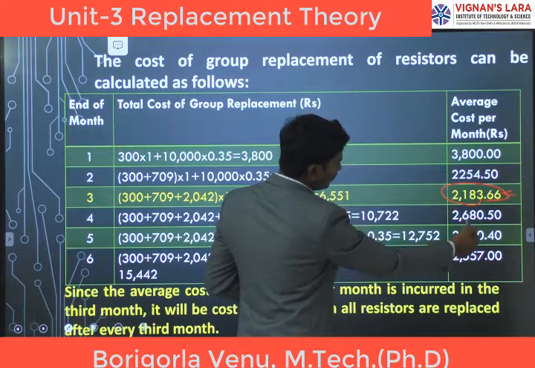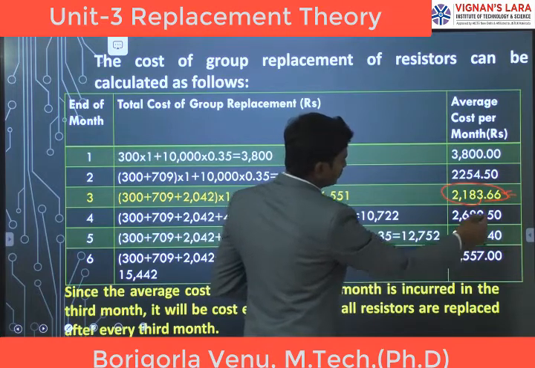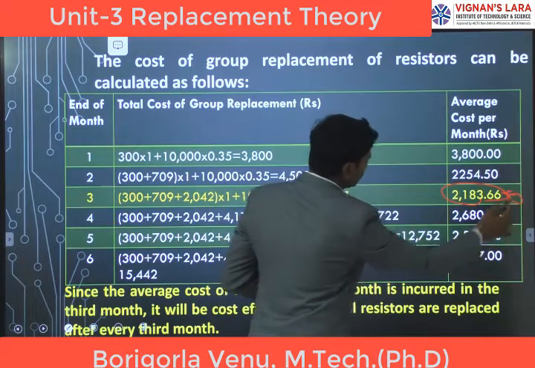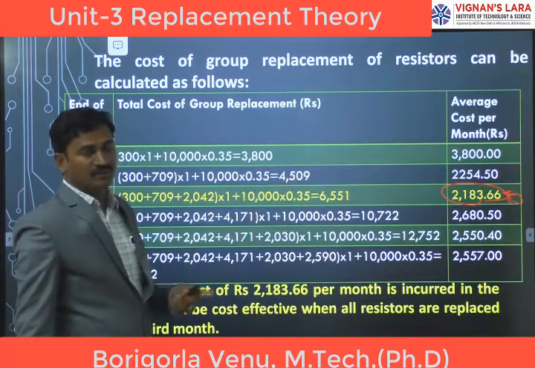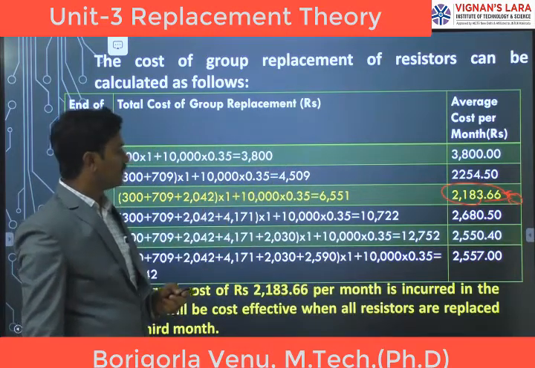The price is reduced up to the third month, and from the third month onward the price increases. So the minimum value is there, and we take the third month as the replacement month. Here we did the group replacement for this month.